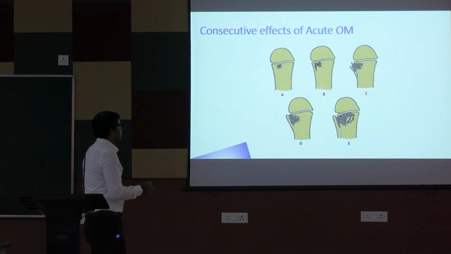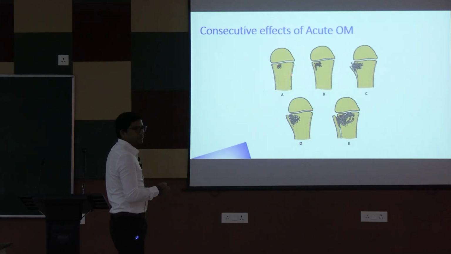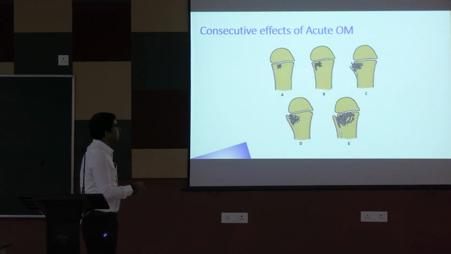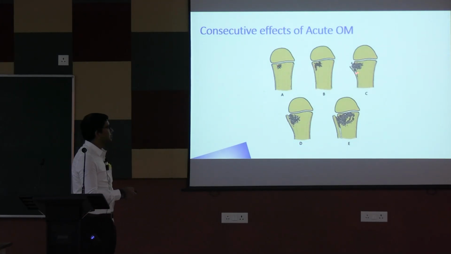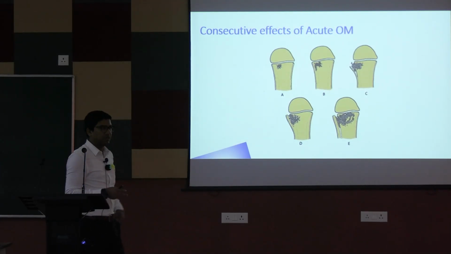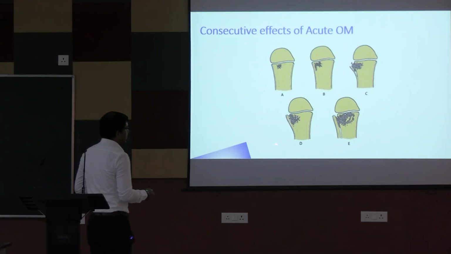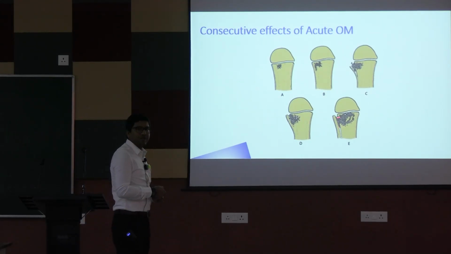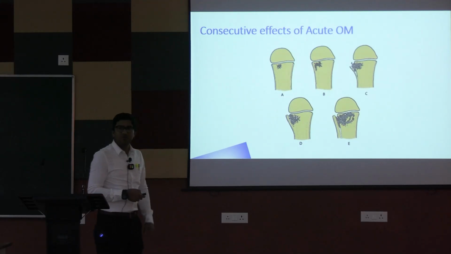So in the metaphysis, there is bacterial seeding, it subsequently grows, there is abscess formation, it breaks out of the cortex, it comes out, it lifts the periosteum, and once it lifts the periosteum, there is reactive formation. The bone tries to contain the infection, so we get periosteal reactions and reactive new bone formation.